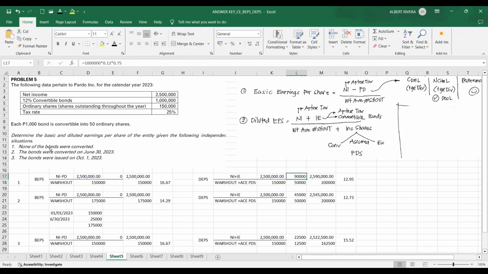And again, we are under the scenario 1. Okay? So here, your numerator would be 2.5 million plus 90,000. So that is 2,590,000. How about your denominator? Your denominator would be 150,000. Okay? This is the weighted average number of shares outstanding. Remember that the formula is plus incremental shares coming from the assumed conversion or exercise of potentially dilutive securities. The formula for the diluted EPS is just an assumption.